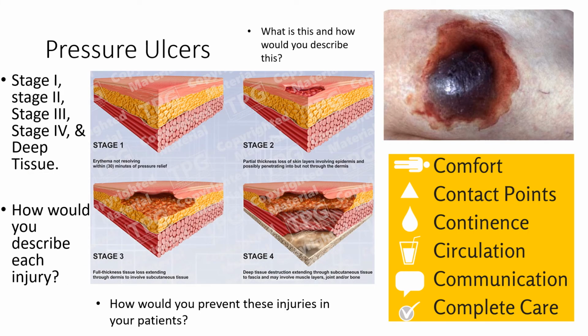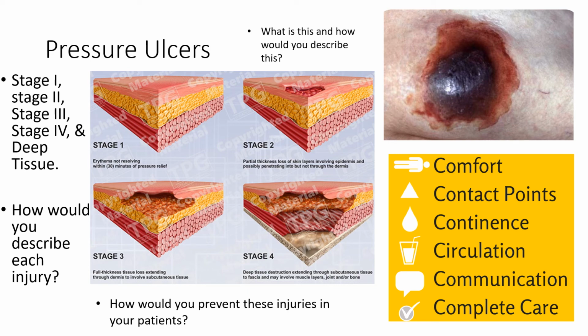Next slide. Here you have your pressure ulcers. You have stage 1, 2, 3, 4, and a deep tissue injury. Stage 1 is not blanchable and it's going to stay red, okay? Stage 2, you're going to find a blister, just to keep it as simple as possible for you guys. Stage 3, you're going to see a blister, fat, slough, but it's not in the bone or muscle yet. Stage 4, we are at fat, muscle, bone, and slough. How would you prevent these injuries in your patient?